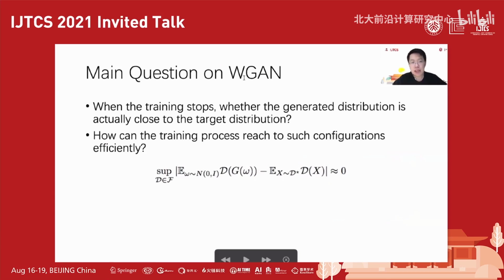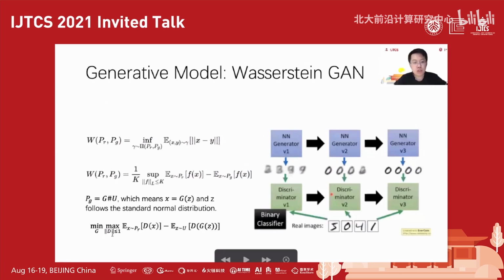So for the Wasserstein-GAN, there is a main question, which is when the training stops, whether the generated distribution will actually be close to the target distribution. And question 2, how can the training process reach such configurations efficiently? Since it is not a minimization problem but a min-max problem, it's hard to say when the training should stop. We don't have a 100% accuracy. What we have is only a number, only a distance. And as we know, in each iteration, it is impossible for us to find the optimal D and then take a step on G. What we can do is to take some steps on G and then optimize on D, and then G, then D. We take turns to do the min step and the max step.